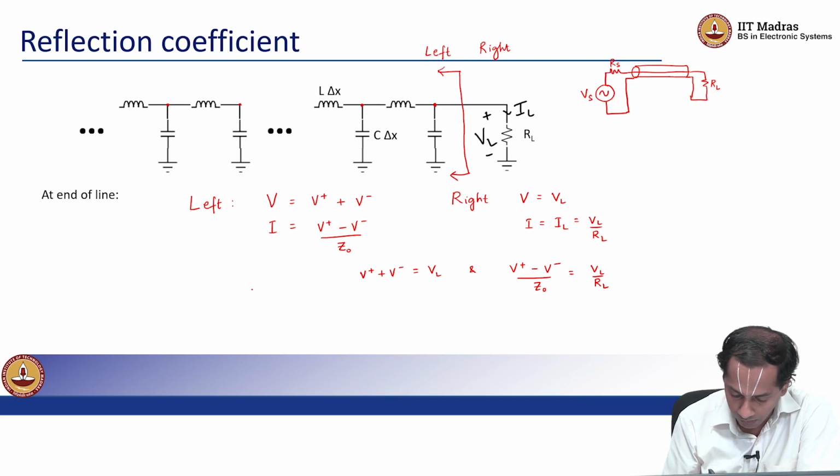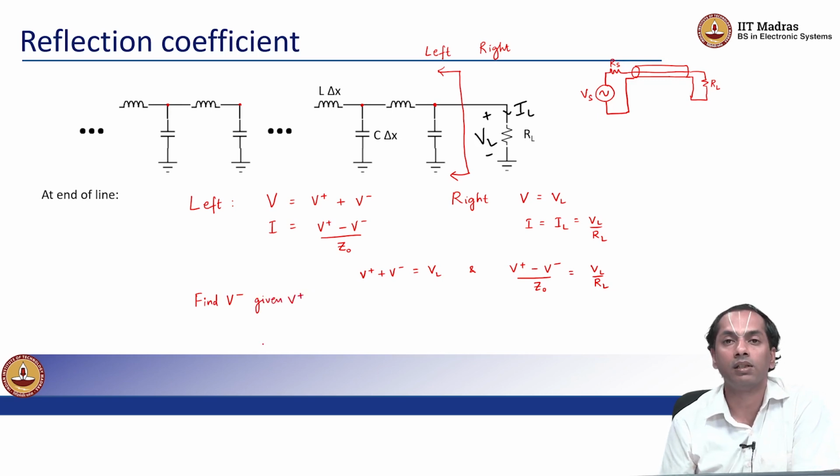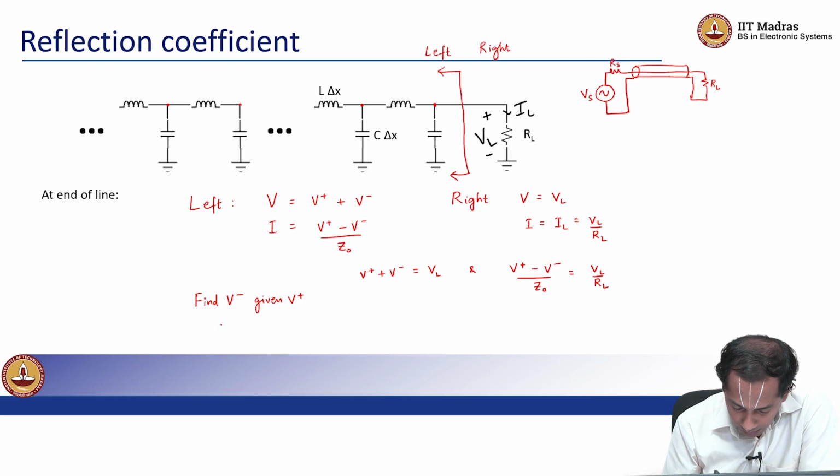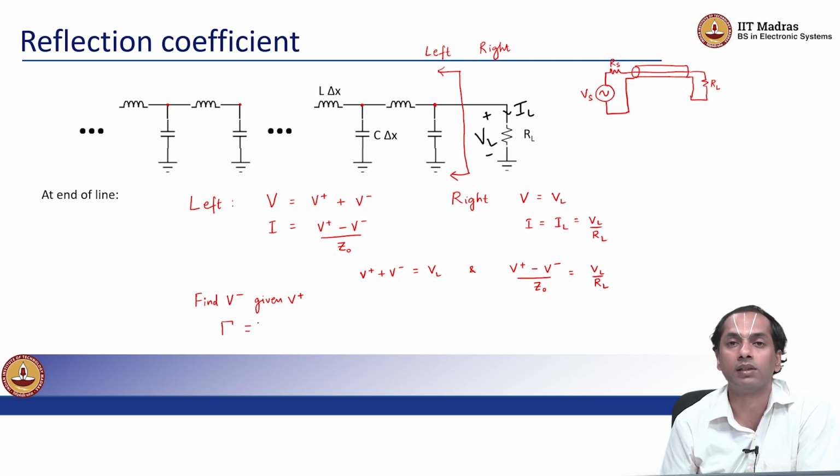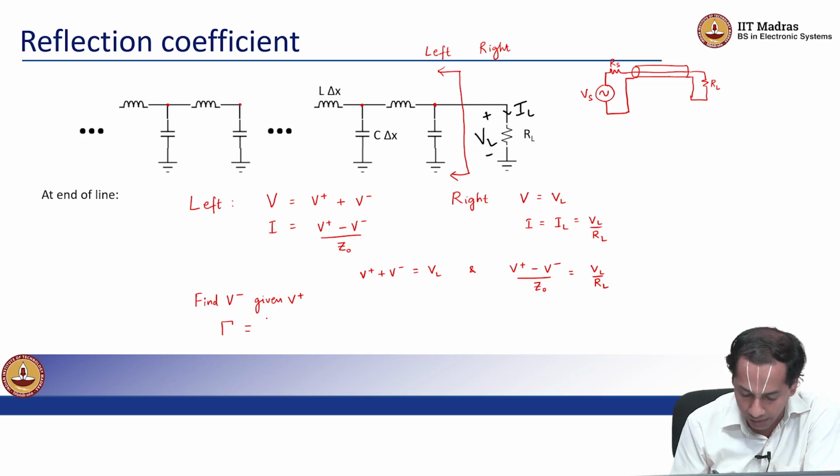So we are in the exercise of finding V minus, given V plus. We are going to introduce a new variable gamma, which is called the reflection coefficient.